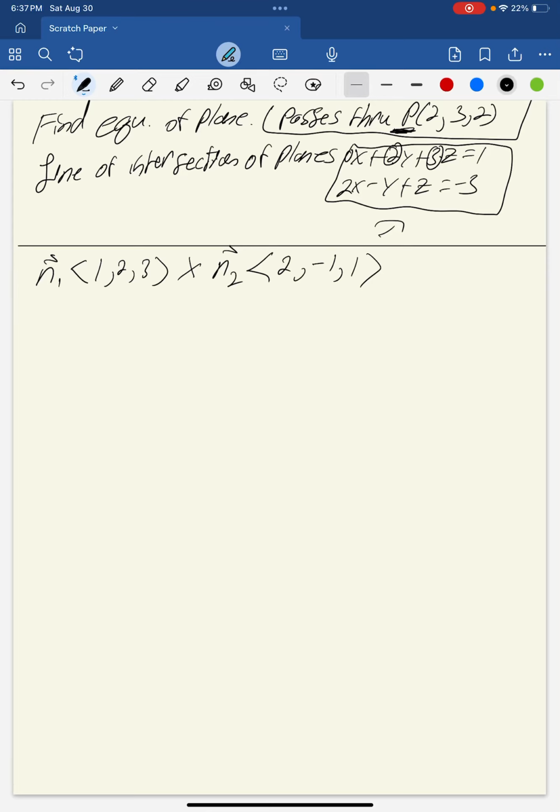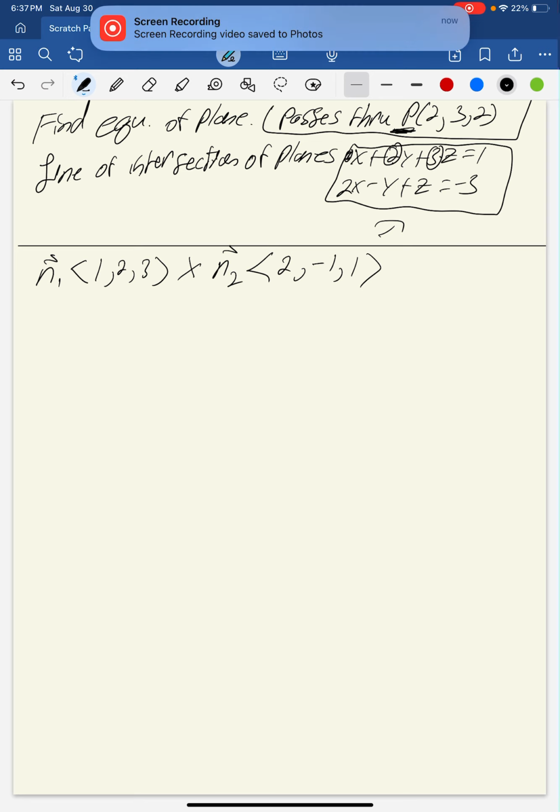Today we are tasked with finding the equation of a plane given a point it passes through and a line of intersection of two different planes. So to start off, we first just need to find the normal vector of these two planes, which this isn't a 0, this is supposed to be a 1.